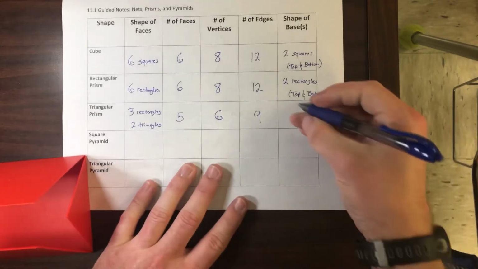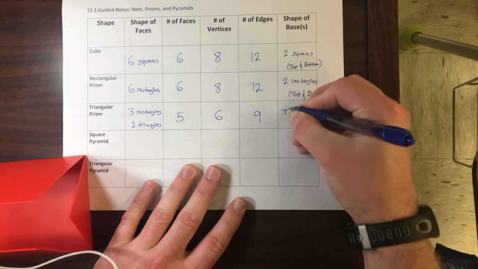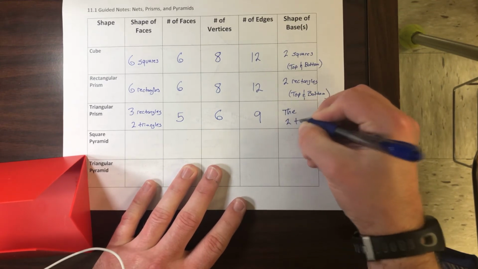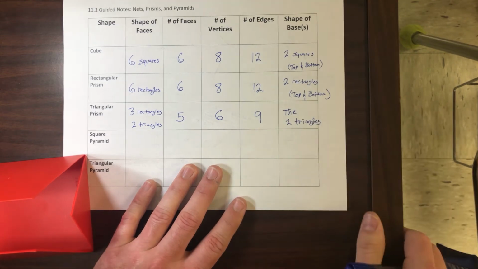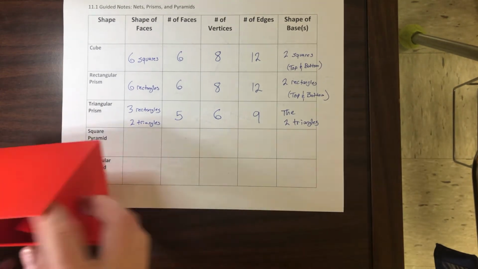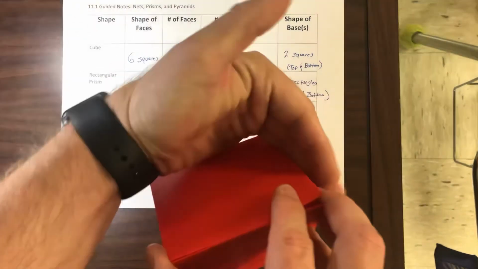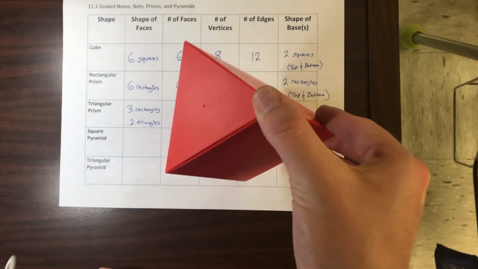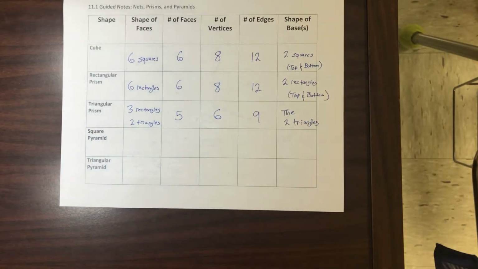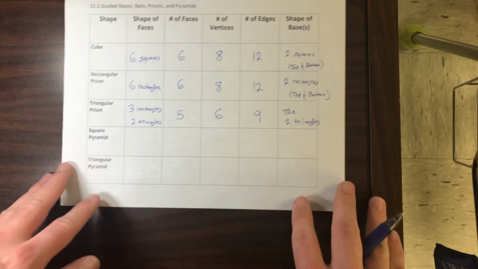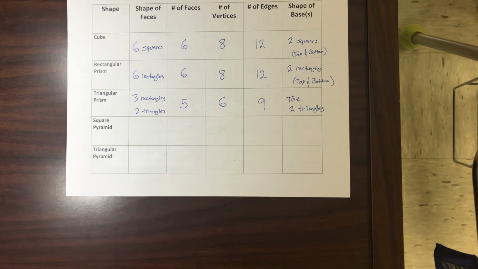So, what are the shape of the bases? The two triangles, no matter where they are. They could be on the top, they could be on the bottom, they could be on the left, they could be on the right. You can diagonal it like that, and it'll be over here and over there. The triangles are your bases. Okay, last two. Pyramids. We've got square pyramid and triangular pyramid.